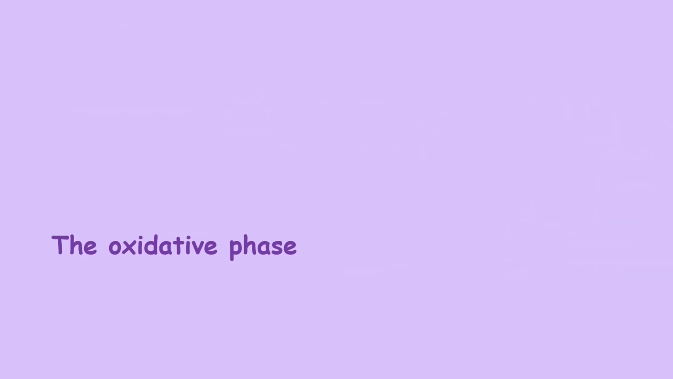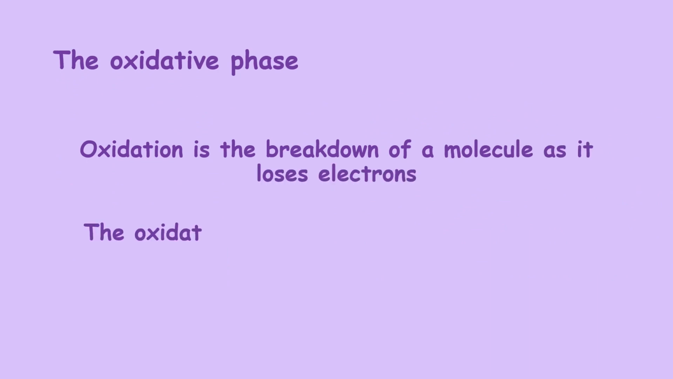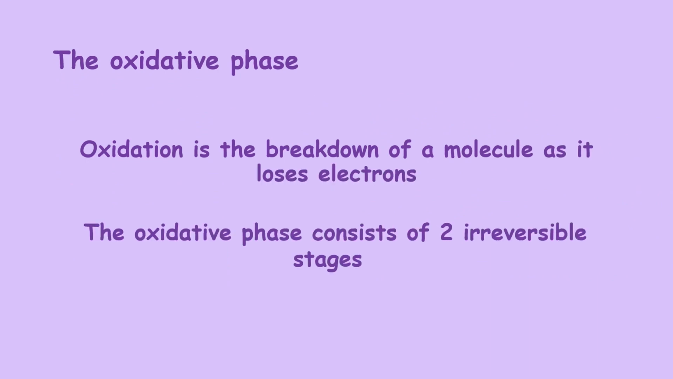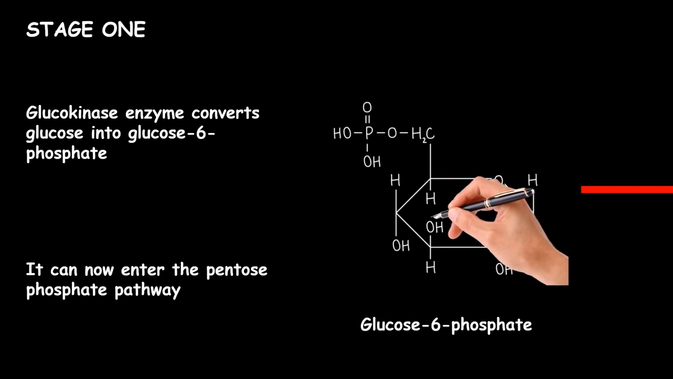Let's take a closer look into the oxidative phase. As we know, oxidation is the breakdown of a molecule as it loses electrons. There are two irreversible stages to the oxidative phase. Stage 1. The glucokinase enzyme converts glucose that enters the cell into glucose 6-phosphate, diverting it away from glycolysis and shunting it into the pentose phosphate pathway.